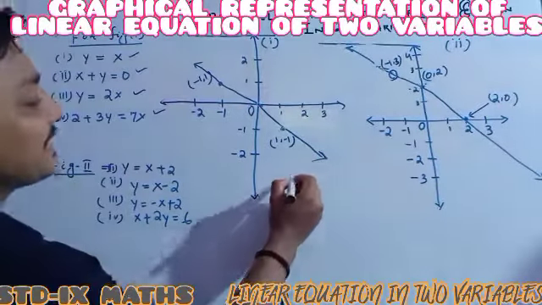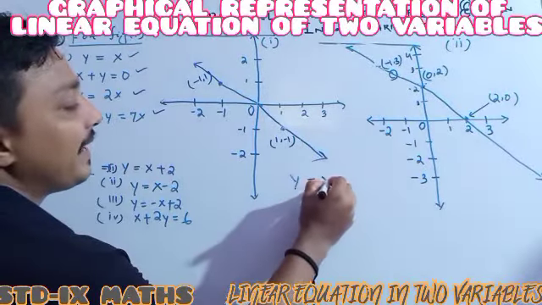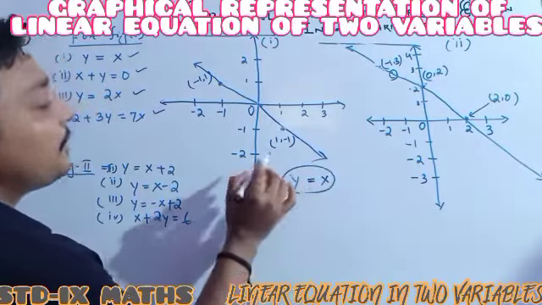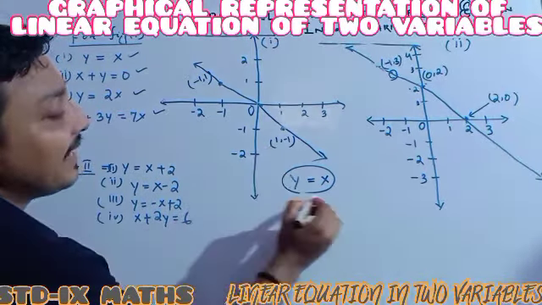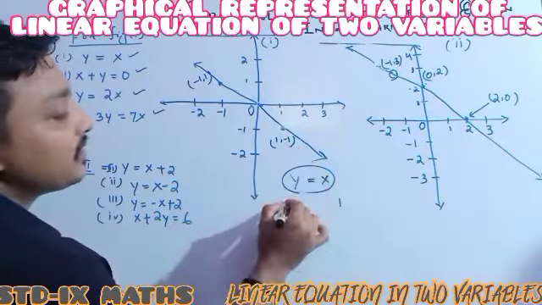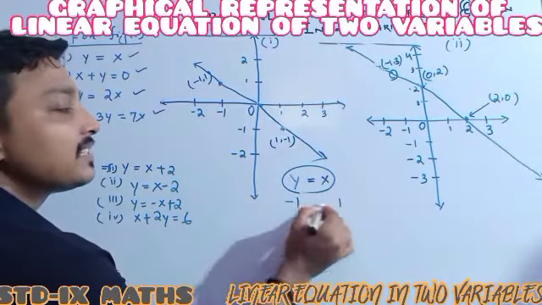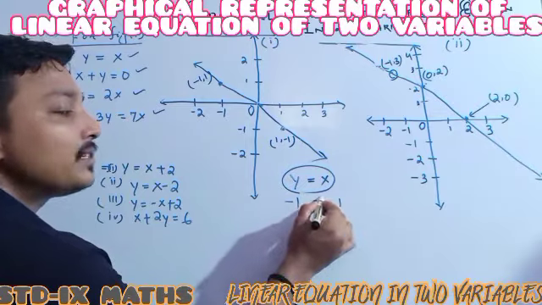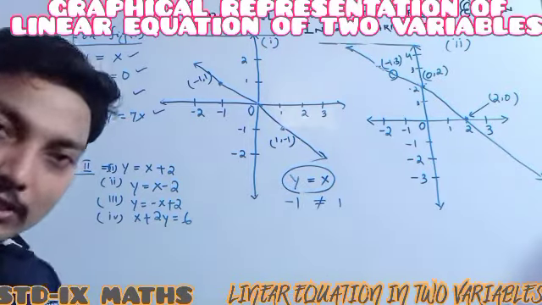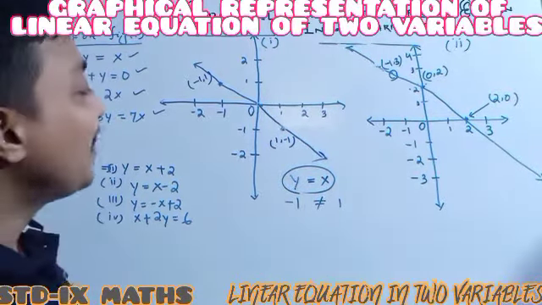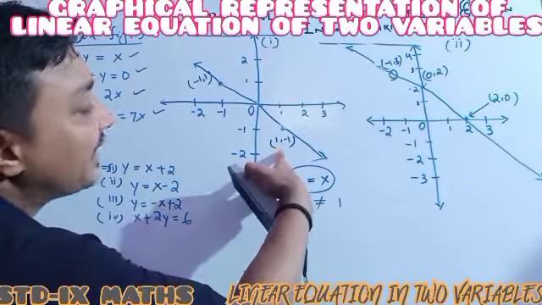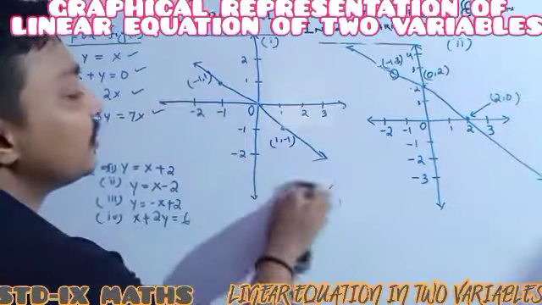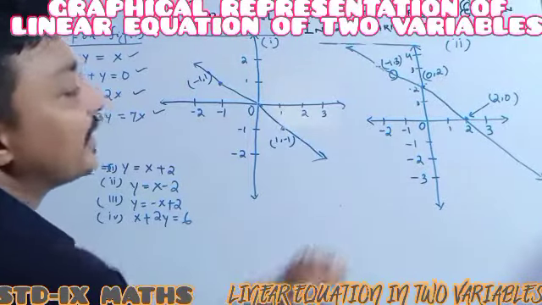See, for the first one it is given that y is equal to x. Here I am putting x equal to 1 and y equal to minus 1. Is x equal to y? Whether both are the same or not, both are not the same. After checking one point you get confirmed that this is not a solution of the first one. So we will check the second one.